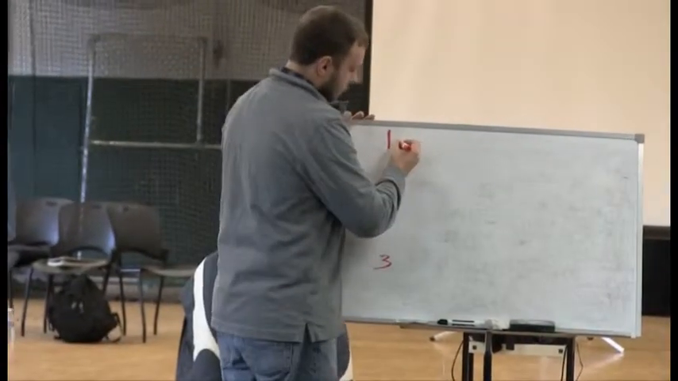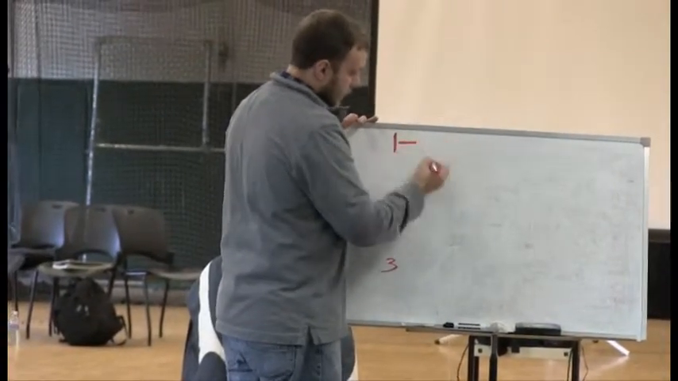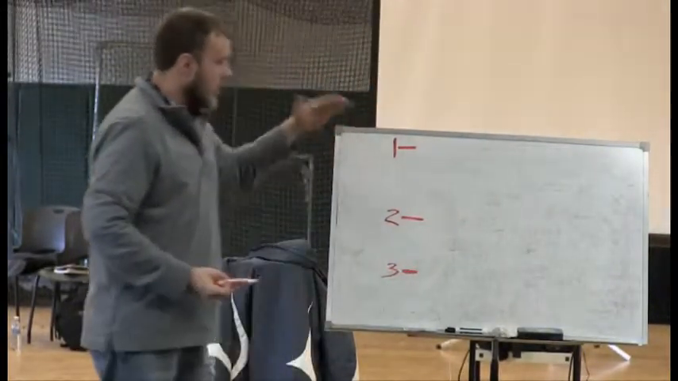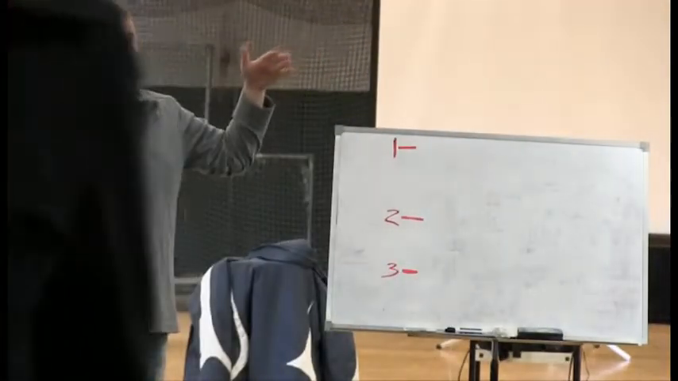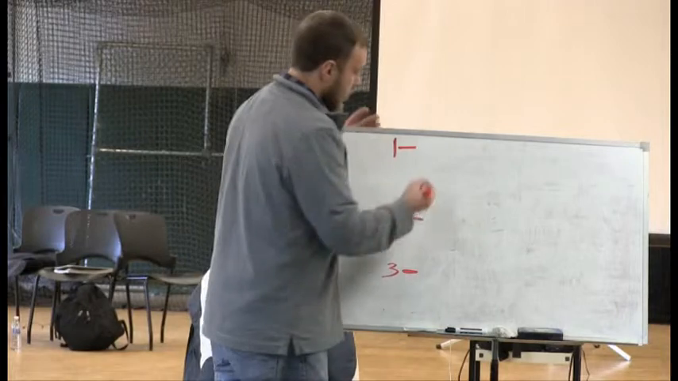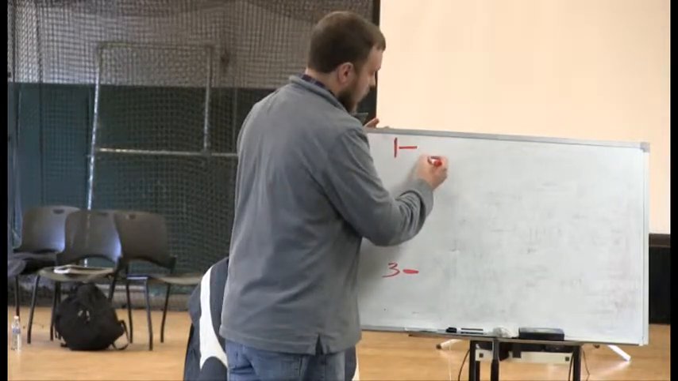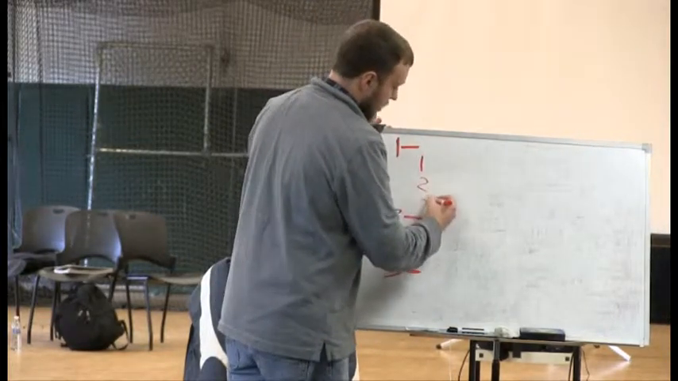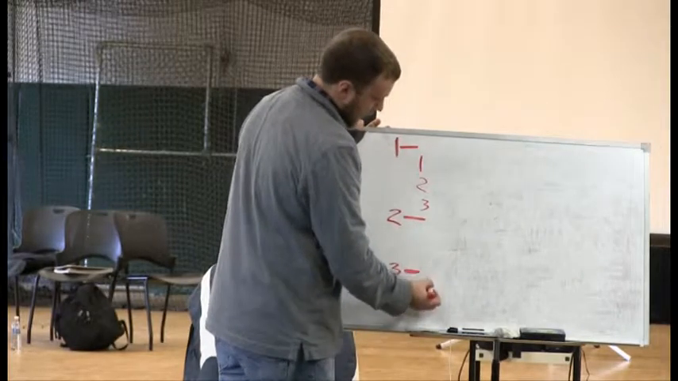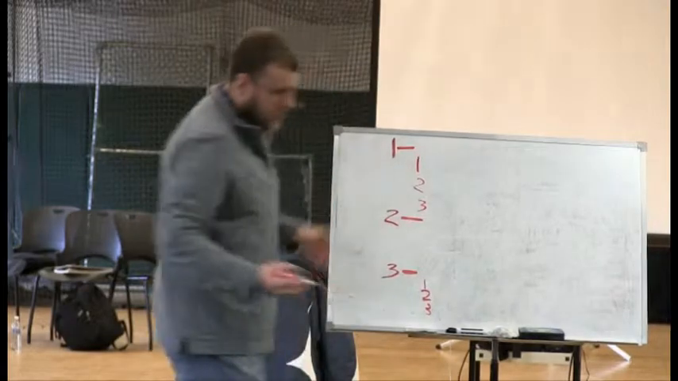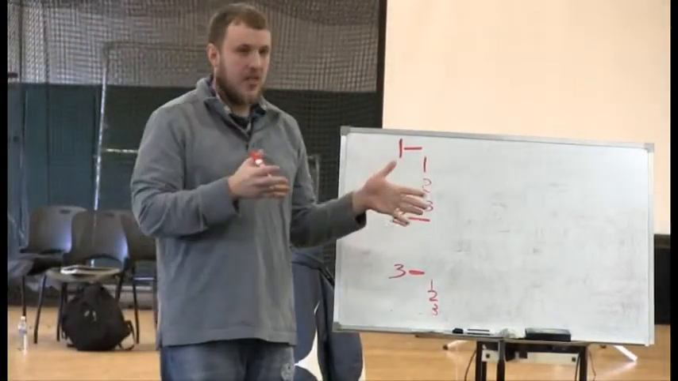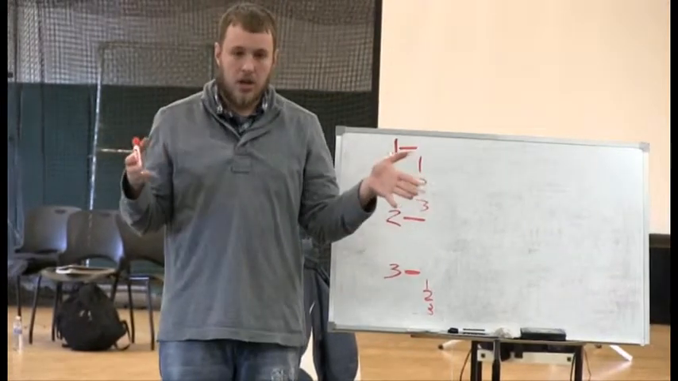Let's say this is our first act, our second act, and our third act. Within each one of these acts, your act is made up of sequences. The first act will usually have like 3 sequences, the second act will usually have 6, and the third act will usually have 3. Sequences are a series of scenes that kind of go together.